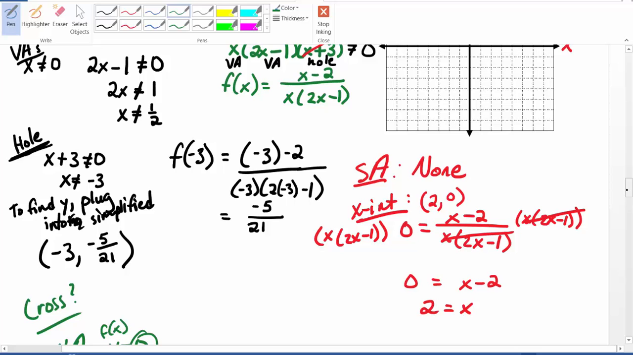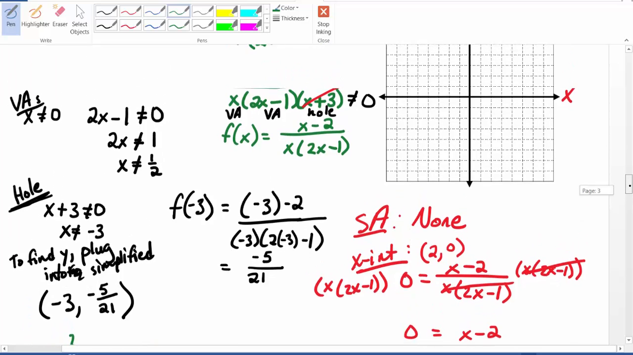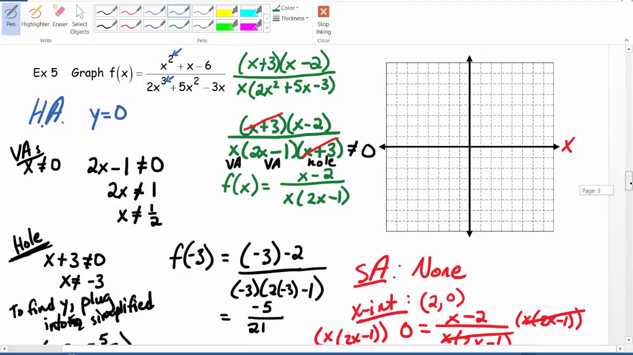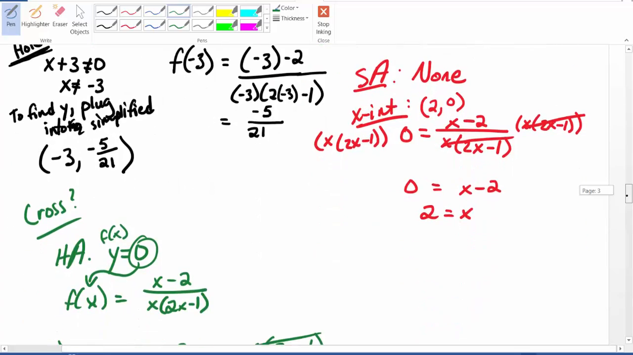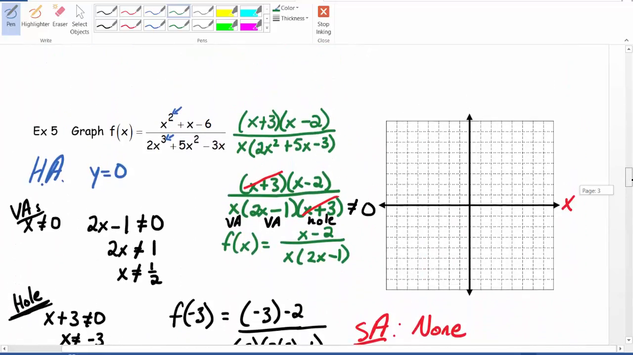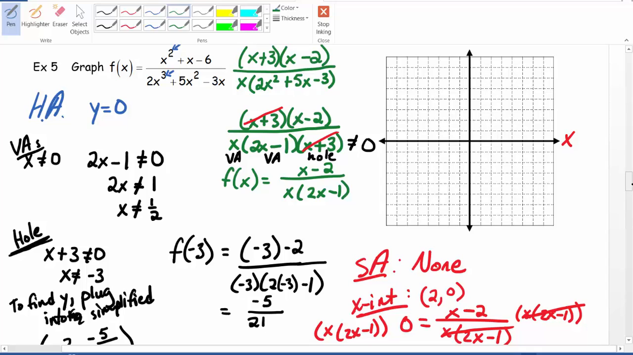All right, we've covered everything now. We've got our HA, we've got our VAs, plural, the hole, the SA, x-intercepts, the cross, lots of different little pieces to throw together on the same graph. I'm going to go ahead and do my best, and the reason I'm saying that is because we notice two vertical asymptotes incredibly close to one another, but we should be able to reasonably manage.